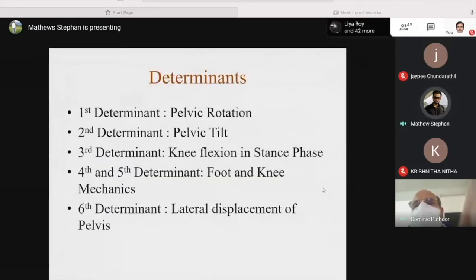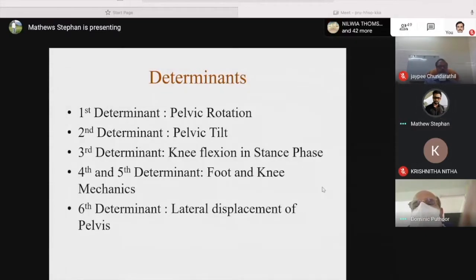Next, coming to the determinants. The first determinant of the gait is pelvic rotation. The second determinant is pelvic tilt. The third determinant is knee flexion in stance phase. The fourth and fifth are foot and knee mechanics. And the sixth determinant is lateral displacement of the pelvis.